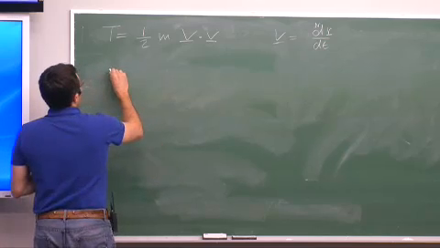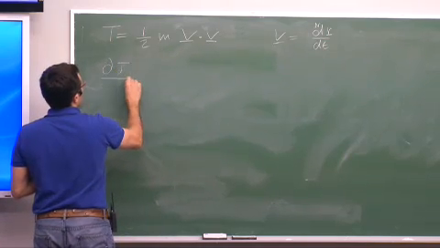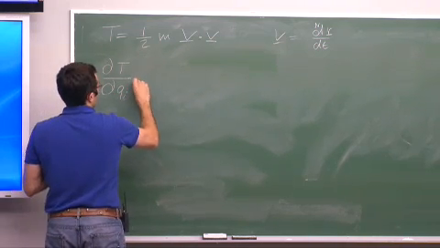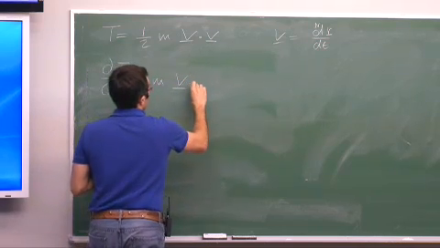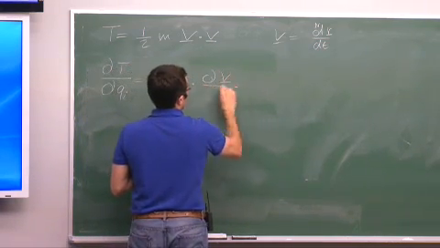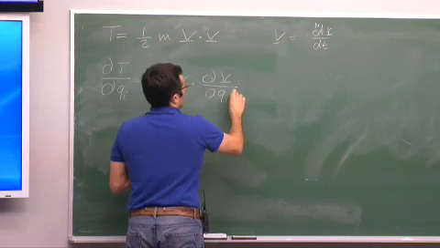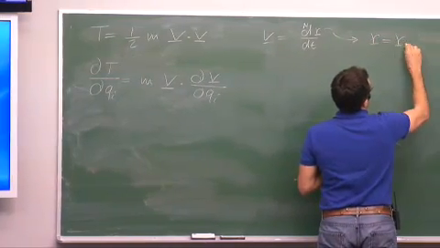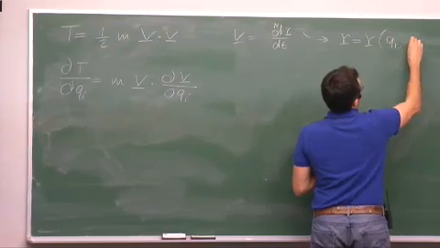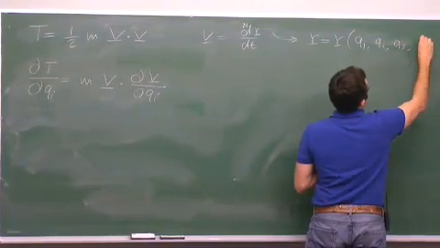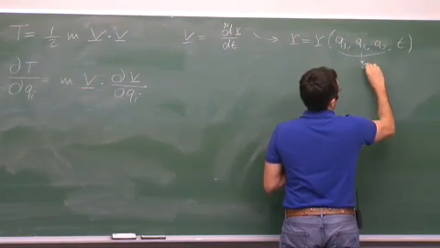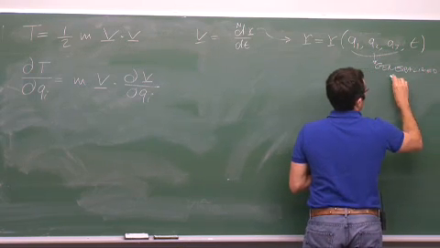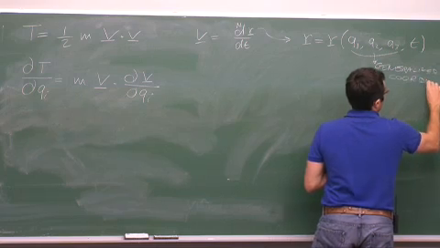I'm going to play with this to get to my final result, and I take the partial of T, for example, with respect to qi, just for fun. This gives me m v dotted with the partial of v with respect to qi. One thing we want to remember here is that I have parameterized my position with, at the most, 3 generalized coordinates. This is something that we've seen last time, right? We're doing a particle here, so we can't have more than 3.